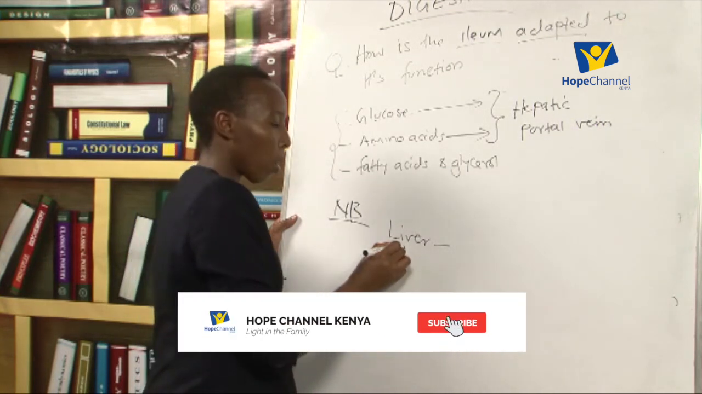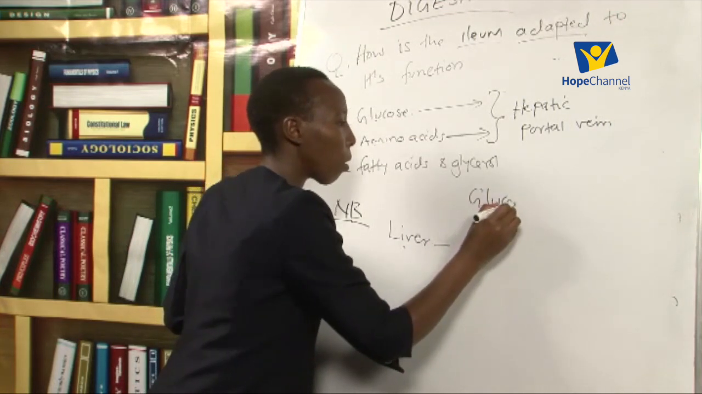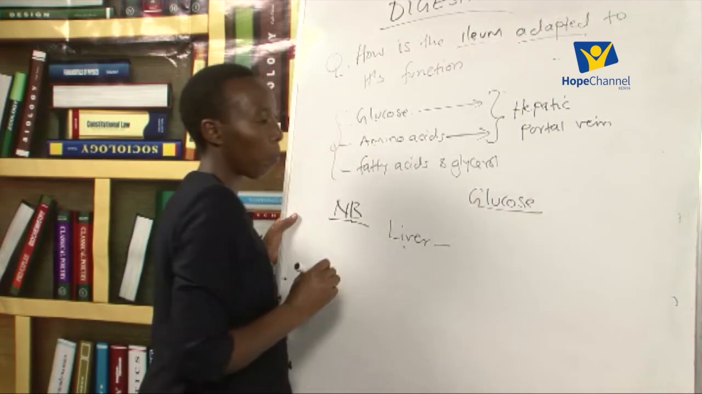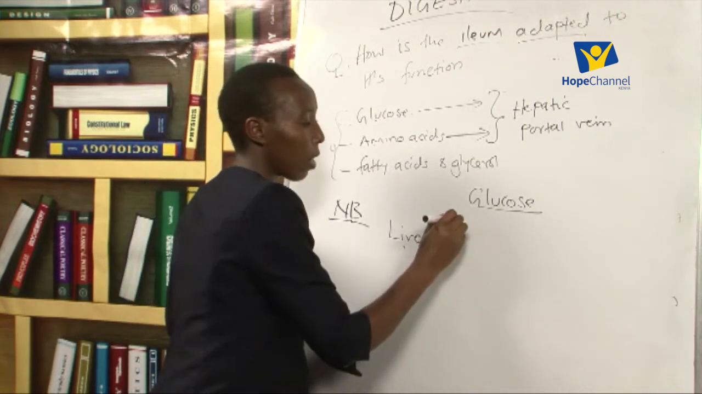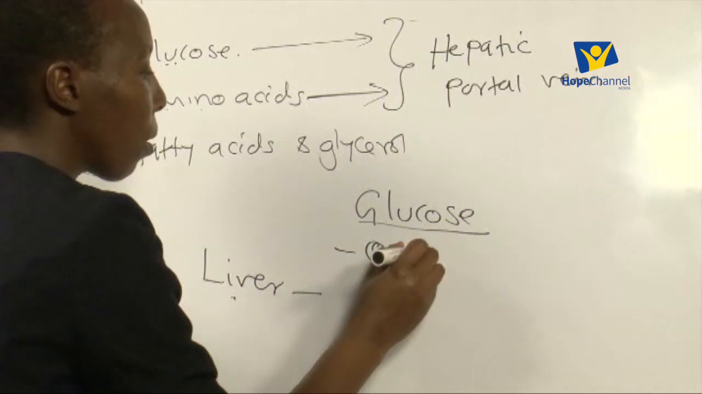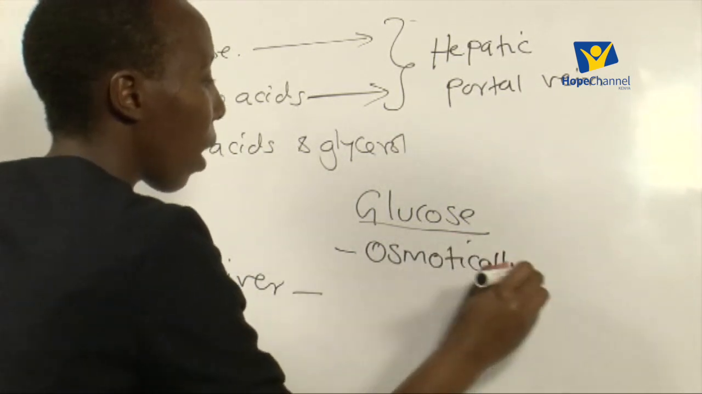Now, what do we know about glucose? Maybe I can start from there. What do we know about glucose? Number one, glucose is osmotically active.